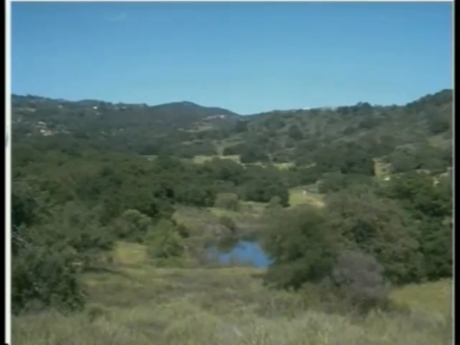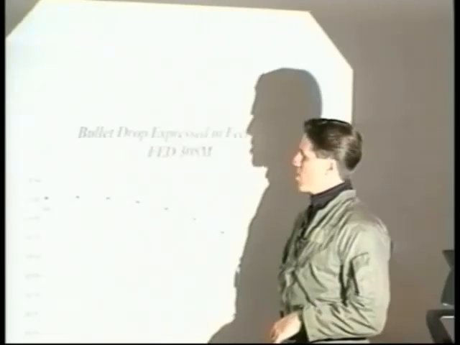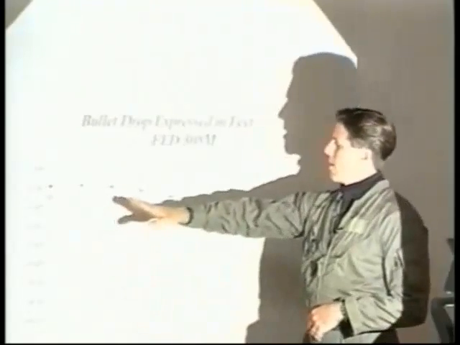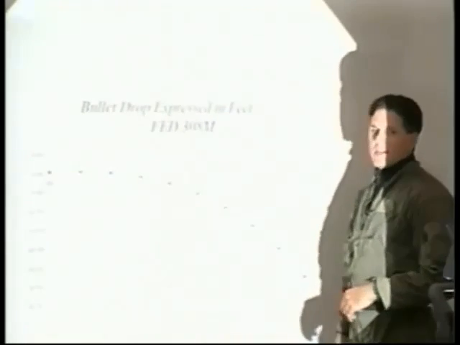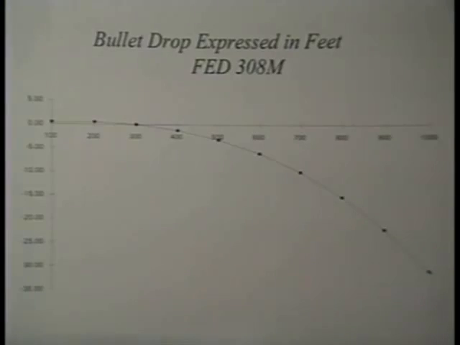All right, the next section we want to talk about is range estimation. Before we talk about that, we want to deal with some of the factors that impact making a good estimation. I have a little chart up here on the Federal .308 Match, basically the same cartridge as military shooting, representing the bullet drop. On this particular diagram, we have a 300-yard zero. That means the trajectory of the bullet is impacting point of aim, point of impact at 300 yards, and it just progressively drops off from here.